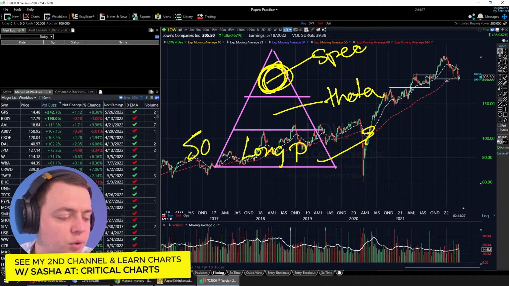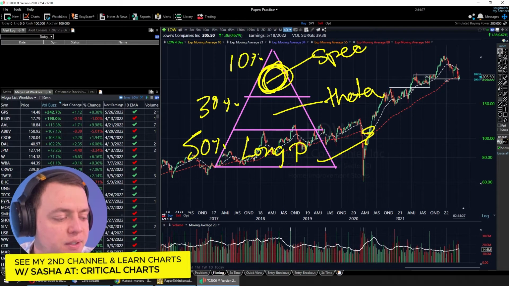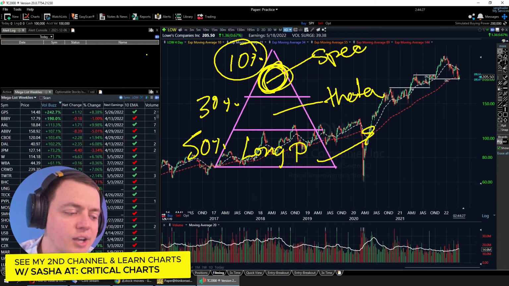So this long portfolio might be 50% of your account. Theta trades might be 30%. Then you've got maybe 10% into day trading, and the remaining amount would be in cash and so on.